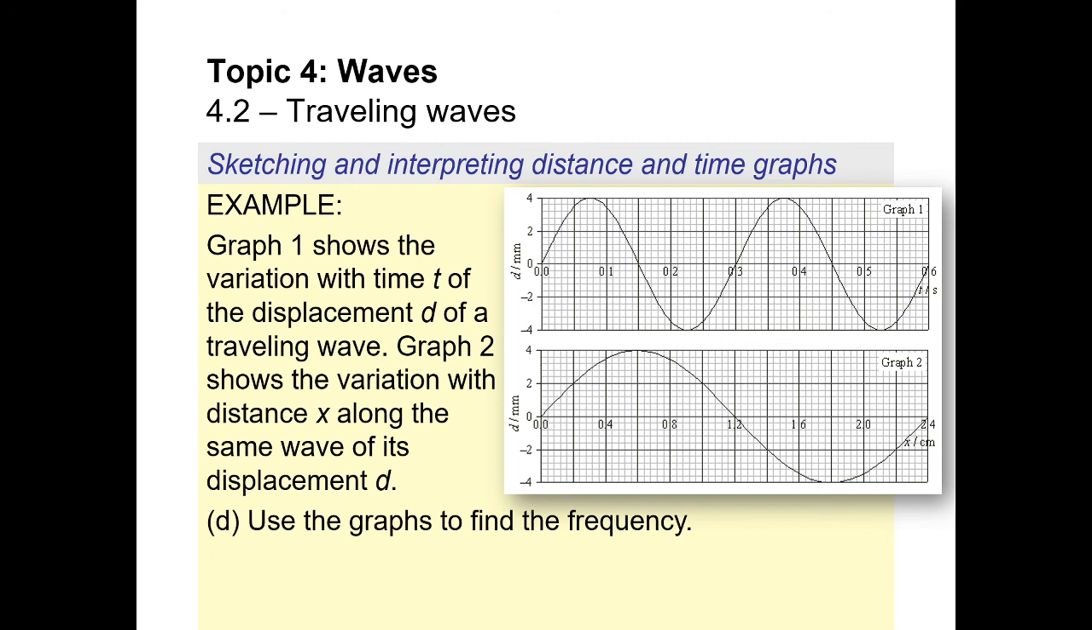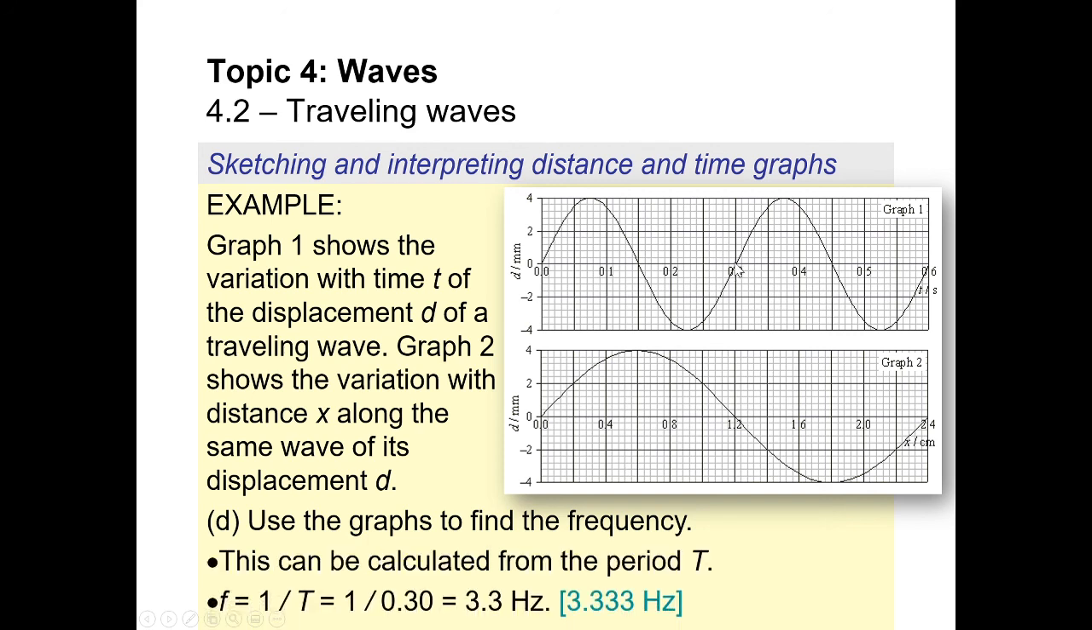Part D, use the graphs to find the frequency. From what we saw, frequency is the reciprocal of the period. So if we just found the period to be 0.3 seconds, then the frequency is going to be 1 over that. So 1 over 0.3, if you punch that in your calculator, you're going to get 3.3. And like I showed you before, we're not going to put the unit as seconds to the -1. We call that hertz.